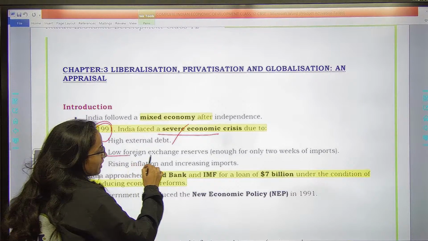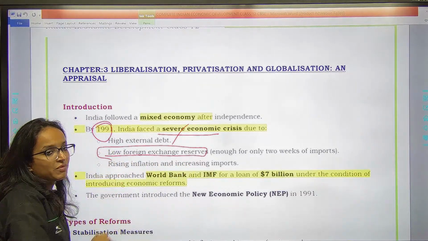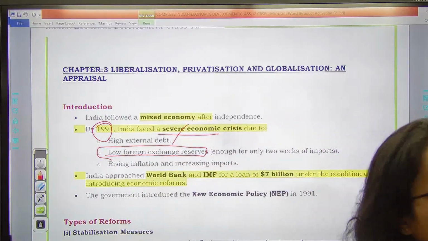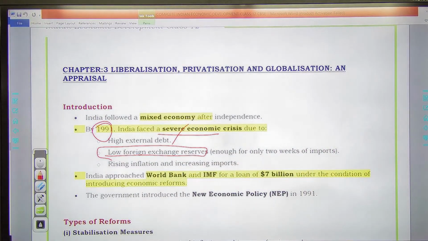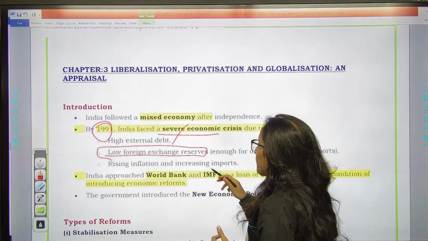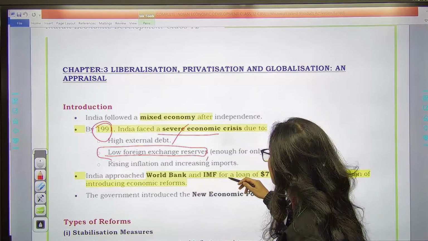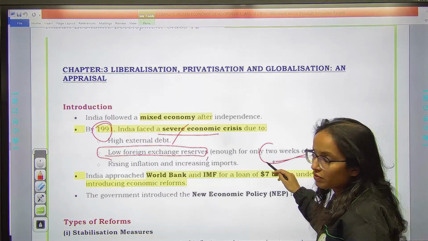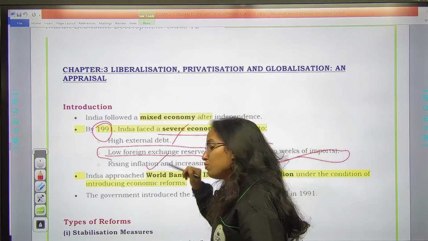Also low foreign exchange reserves. Why? Because we were heavily dependent on imports. So when we were heavily dependent on imports, we had very low foreign exchange reserves, which were only sufficient for 2 weeks of imports, and inflation was very high.